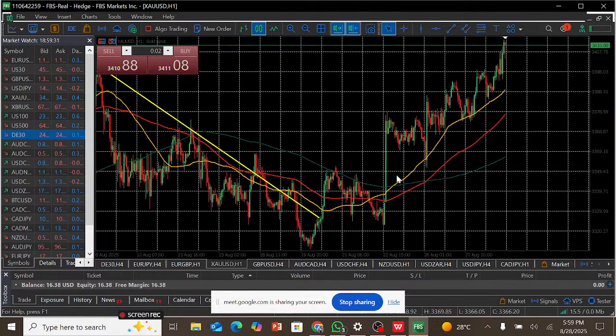Okay, for example, look at this move that is here. Too many lines here. There are too many lines here. Wait, I will delete them so that you won't be confused.